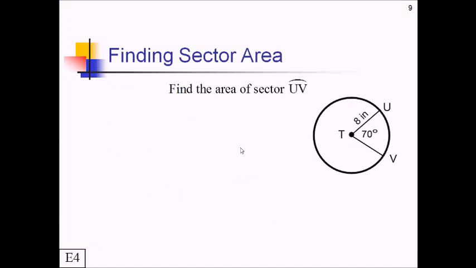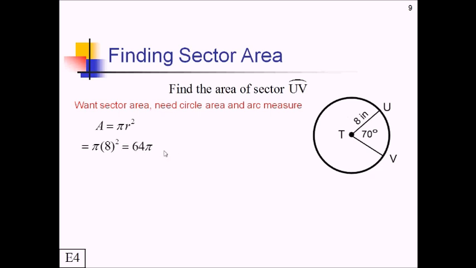Here's an example involving sector area. They want the area of sector UV. That's this smaller slice here. Pause the video and see if you can figure it out using that proportion we just went over. All right, so for this one, since we want sector area, we're going to need the whole circle's area and the arc measure in order to set up our proportion. For the circle area, they gave us the radius, so we can do pi r squared or pi 8 squared. That comes out to 64 pi for the area.